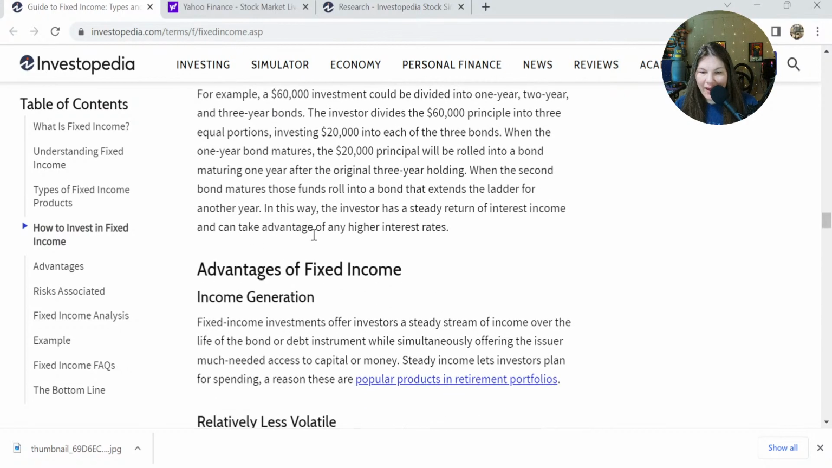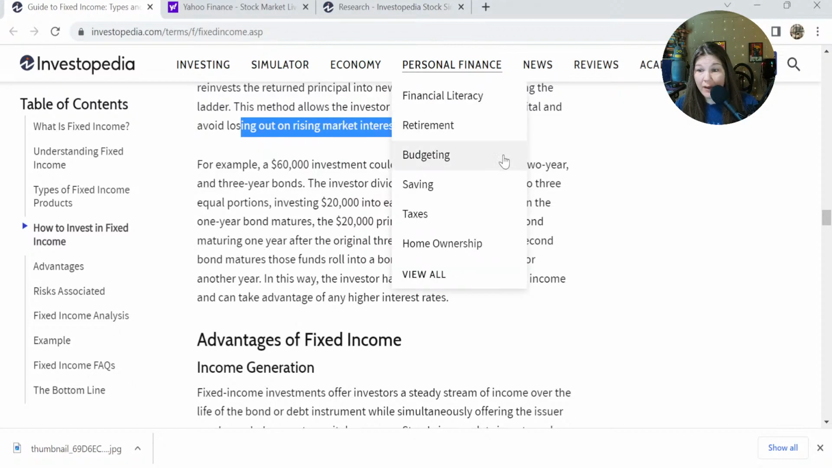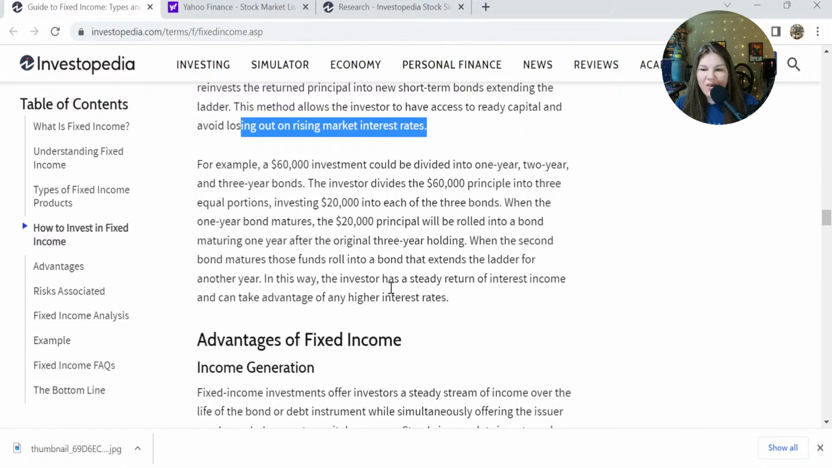So that way, that is a good idea. You have some 1 years. When they expire, the 2 years are about to expire and become 1 year, so you buy more 3 years. Oh, that's so smart.